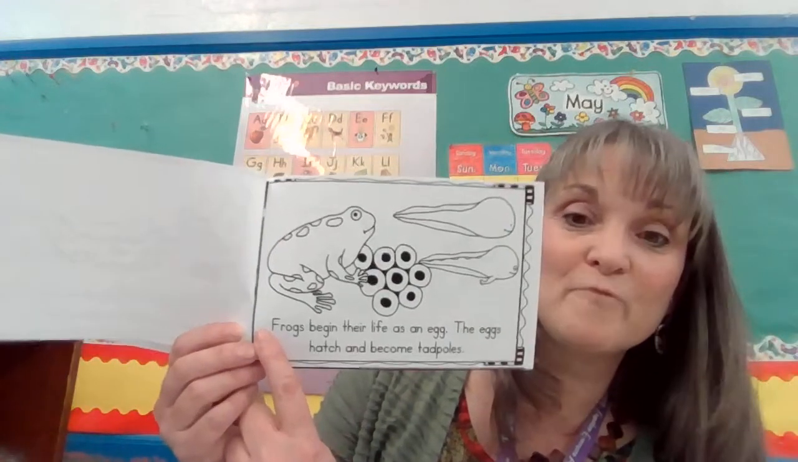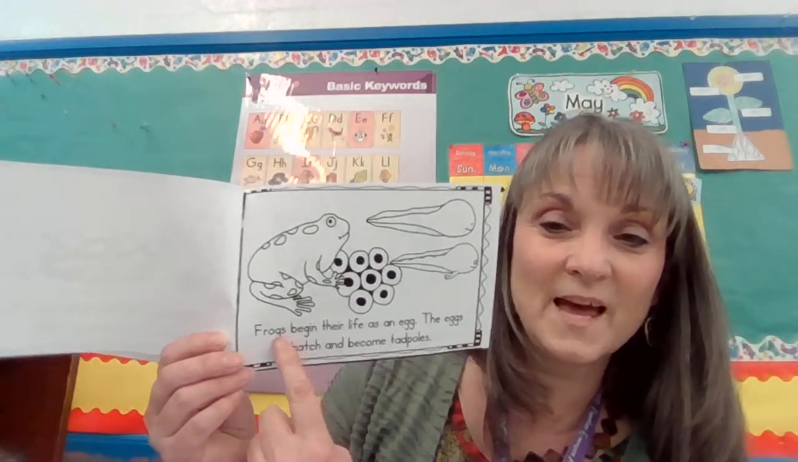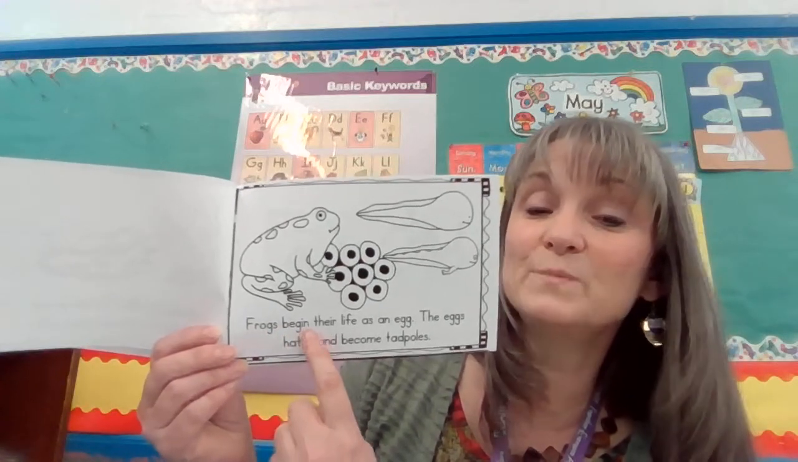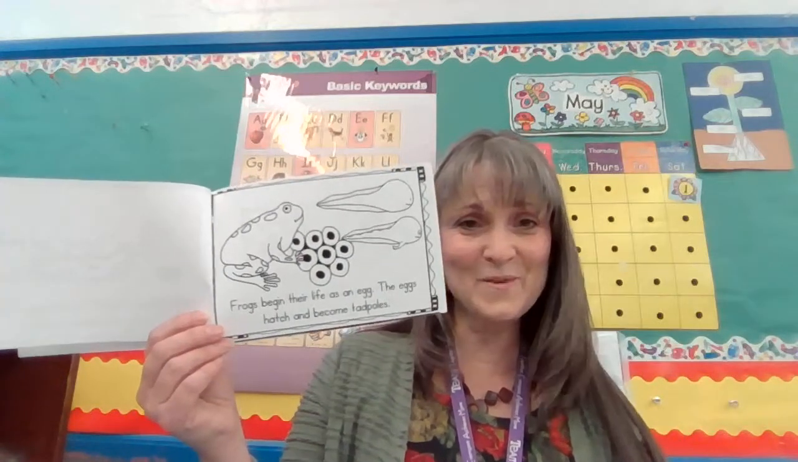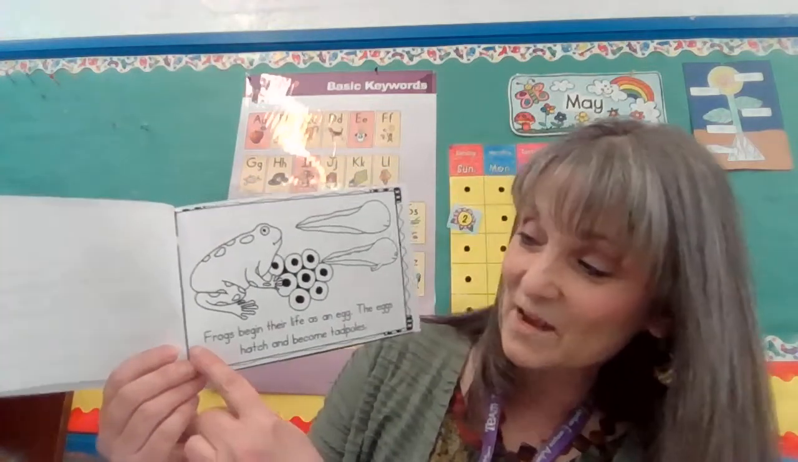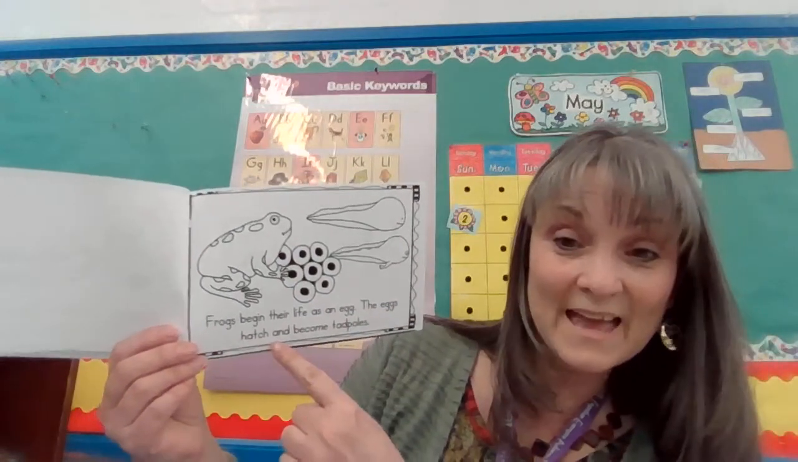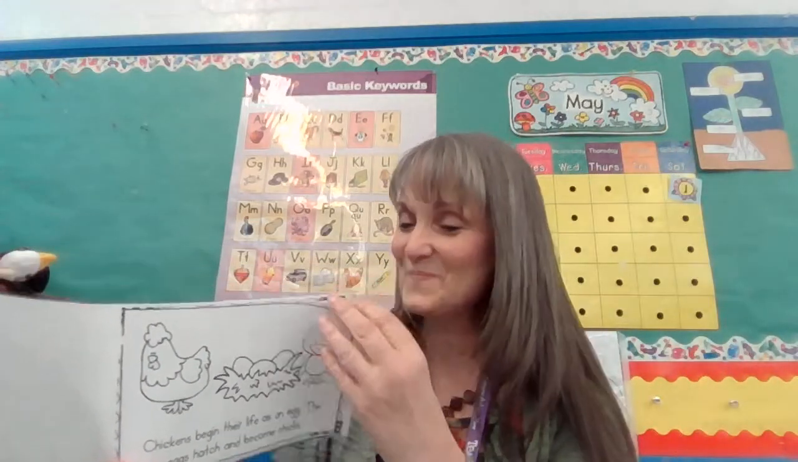Hey, look at the very first word begins with an F. Frog. Oh, but there's an S. Frogs. Frogs begin their life as an egg. Hey, it said that on the other page. See how it repeats? Frogs begin their life as an egg. The eggs hatch and become tadpoles. On the chicken page, it said, the eggs hatch and become chicks. See how it's the same?